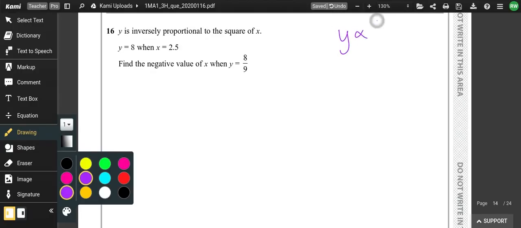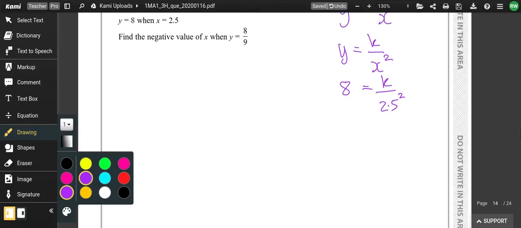Y is inversely proportional to the square of x. So we write this as y equals k over x squared. And it says then y is equal to 8, x equals 2.5. So we're going to substitute those values in and rearrange. So k equals 8 times 2.5 squared, which gives 2.5 squared times 8 is 50. So we can rewrite this equation as y equals 50 over x squared.